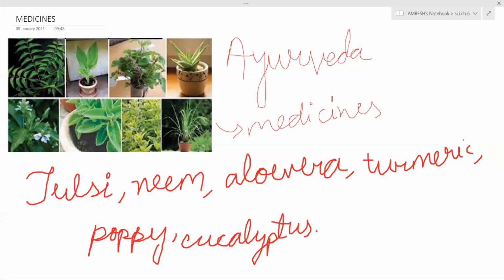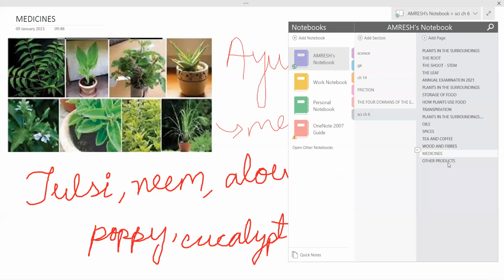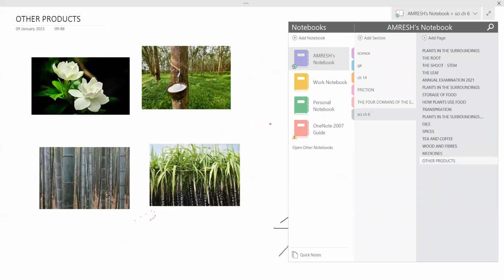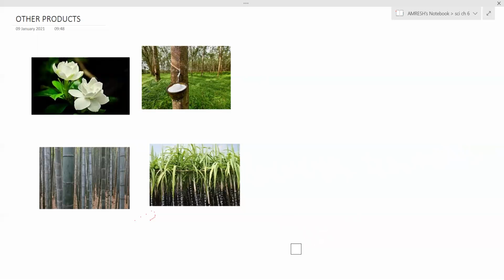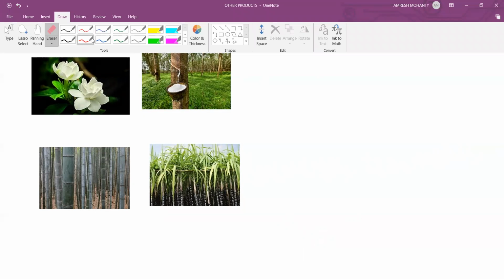Now, my dear children, you must be using perfumes at your homes. You must be using rubber for erasing. So where does this rubber come from? This rubber comes from the plant only. You must be using paper to write. Where does this paper come from? From the plants. You must be using sugar in your food. Where does this sugar come from? Also from the plant.